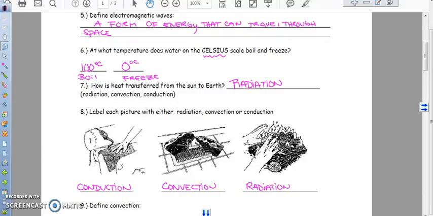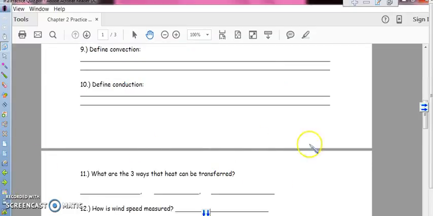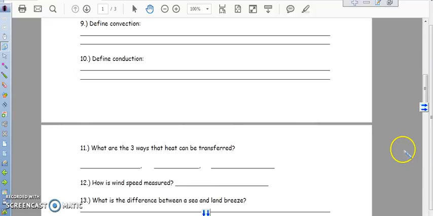Okay, let's move on to defining convection. Convection is the transfer of heat by movement of a fluid in that air, remember?